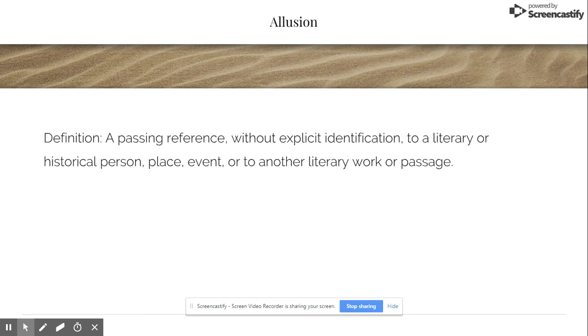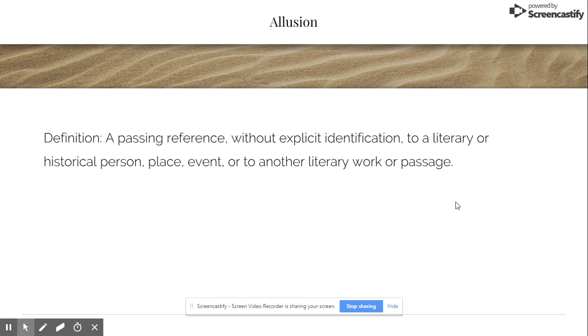The first rhetorical strategy that we're going to talk about this evening is allusion. Allusion with an A and not illusion with an I. An illusion with an I is a magic trick, okay? So it's an illusion to make someone disappear from a closet and reappear in the audience. An allusion in literature is a reference without any sort of explicit identification to a literary or historical person, place, event, or to another literary work or passage.